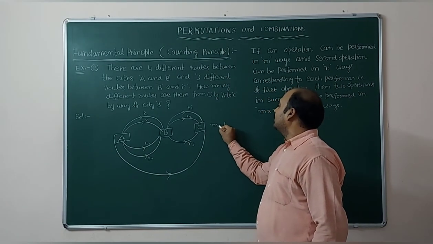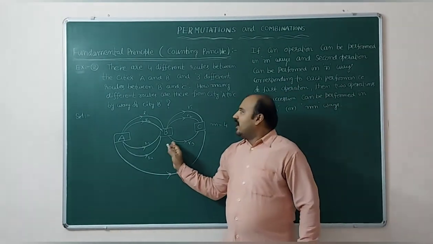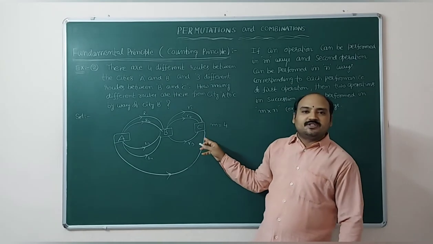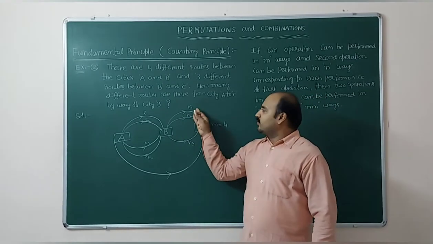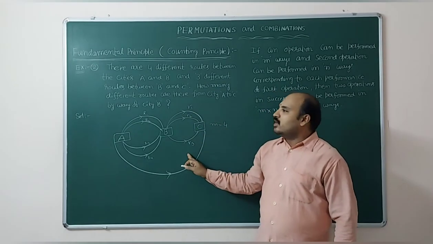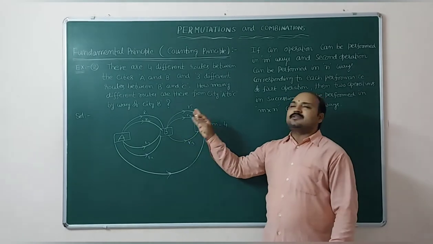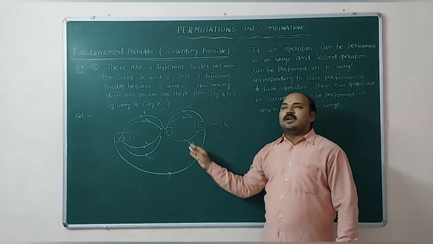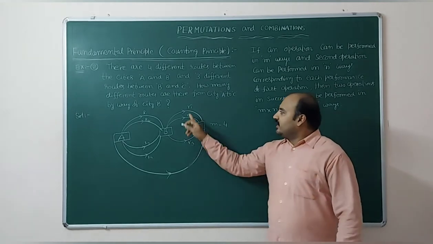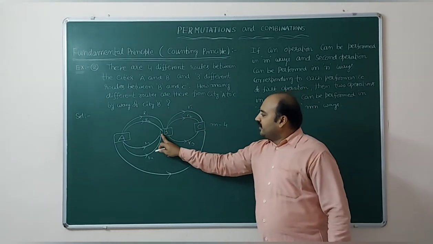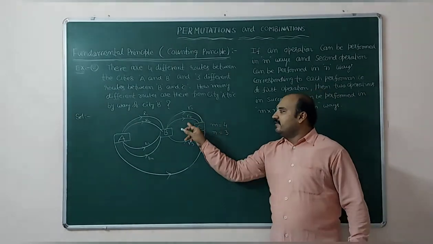That is m, we are assuming. After reaching B city, again from B city to C city, how many possibilities are there? 3 routes are there: small r1, small r2, small r3. The person after reaching B city wants to reach C city. How many possibilities do we have? This is the second operation to be done. From B city to C city, n is equal to 3 ways.